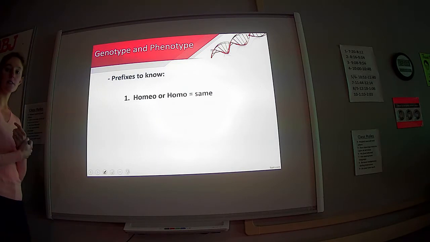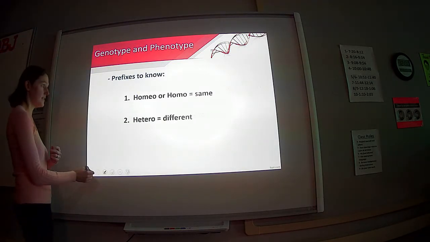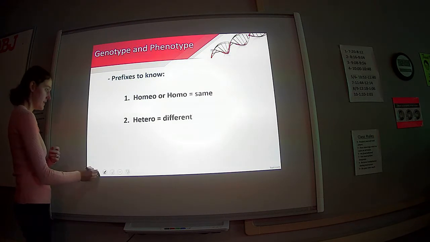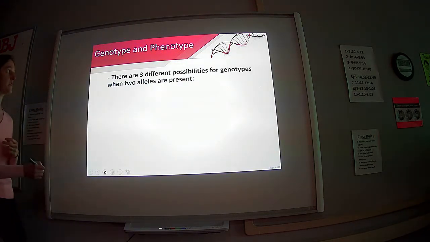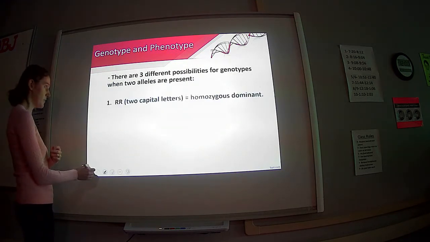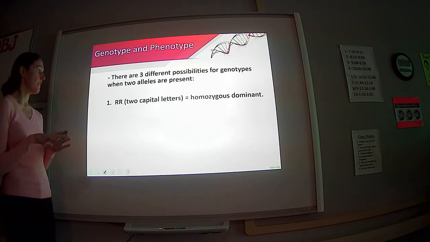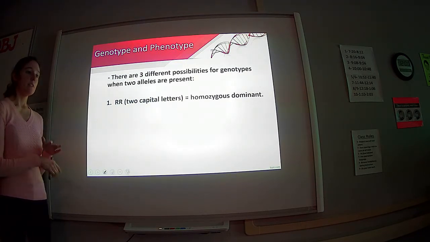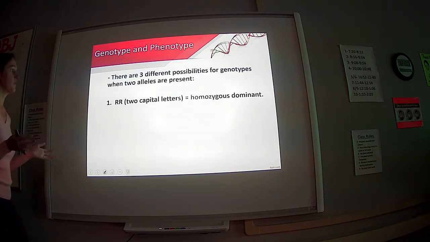A couple of prefixes that we want to pay attention to. We have homeo or homo, which both mean same, and hetero, which means different. There are three different possibilities for genotypes when two alleles are present, and we're just going to be sticking with the two allele thing for the purpose of this class. If you were to take an upper level biology class or even a genetics class, we would introduce more letters.